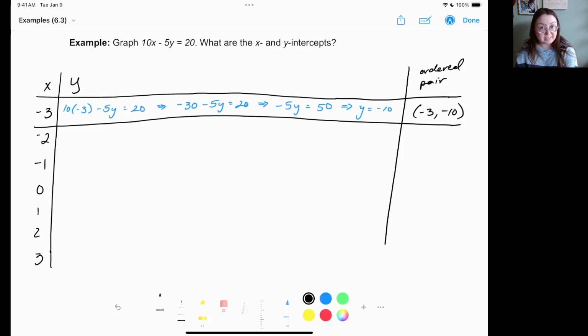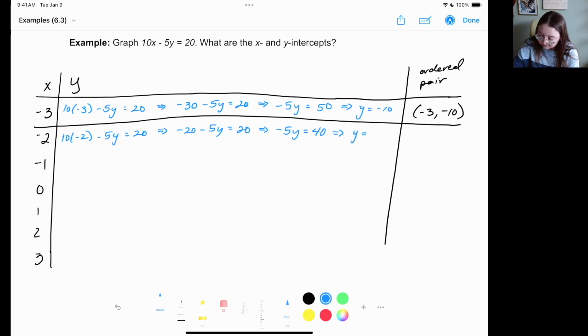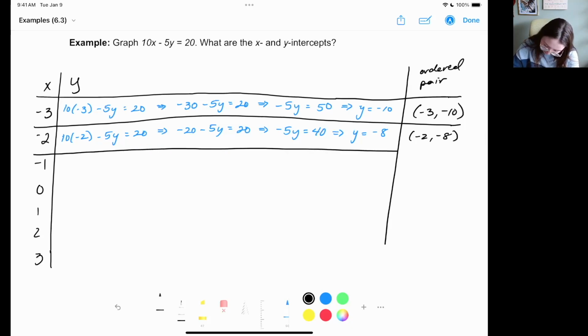Let's go ahead and do it for -2. So we'll have 10 times -2 minus 5y is equal to 20. So we'll simplify. 10 times -2 is -20 minus 5y is equal to +20. We want to get rid of the -20, so we'll add 20 to both sides. 20 plus 20 is 40. And divide both sides by -5 to solve for y, which will give you -8. So when x is -2, we see y is -8. So that would be our ordered pair.